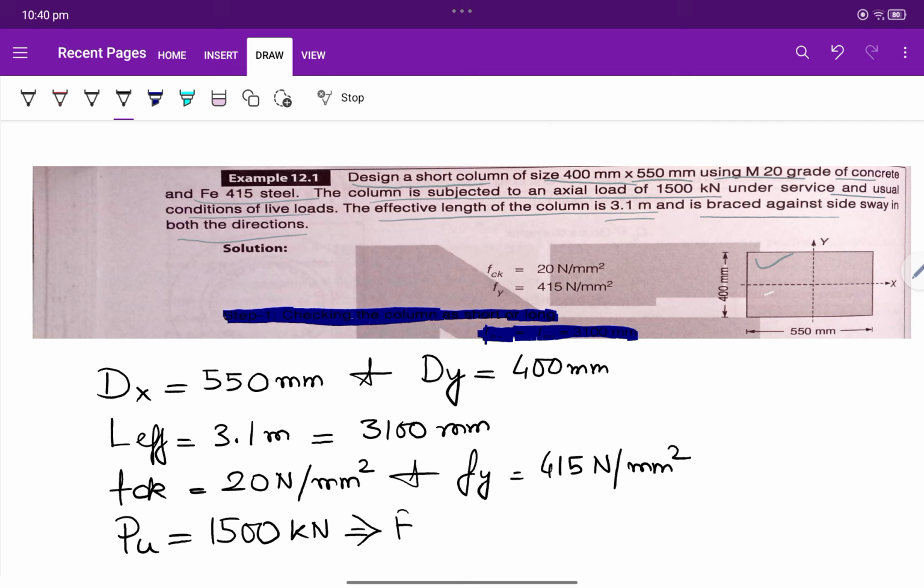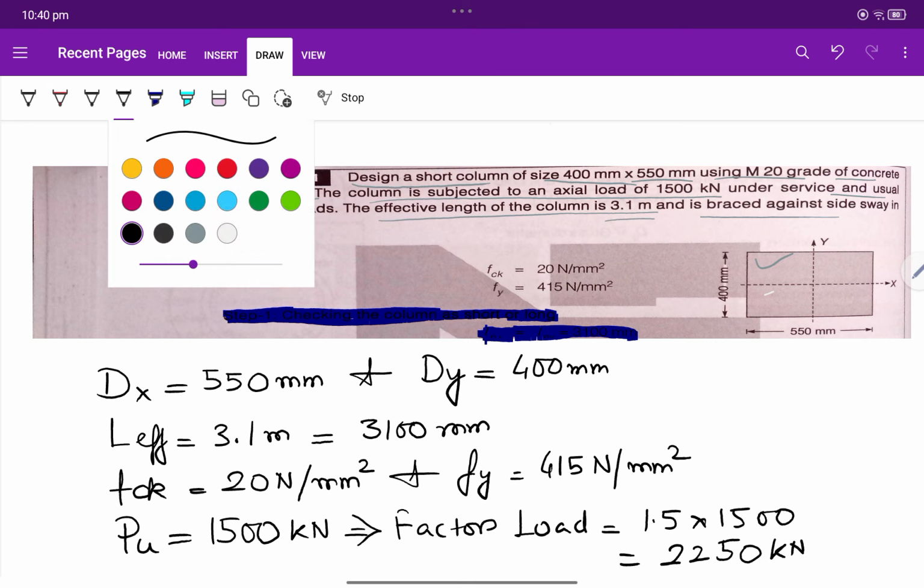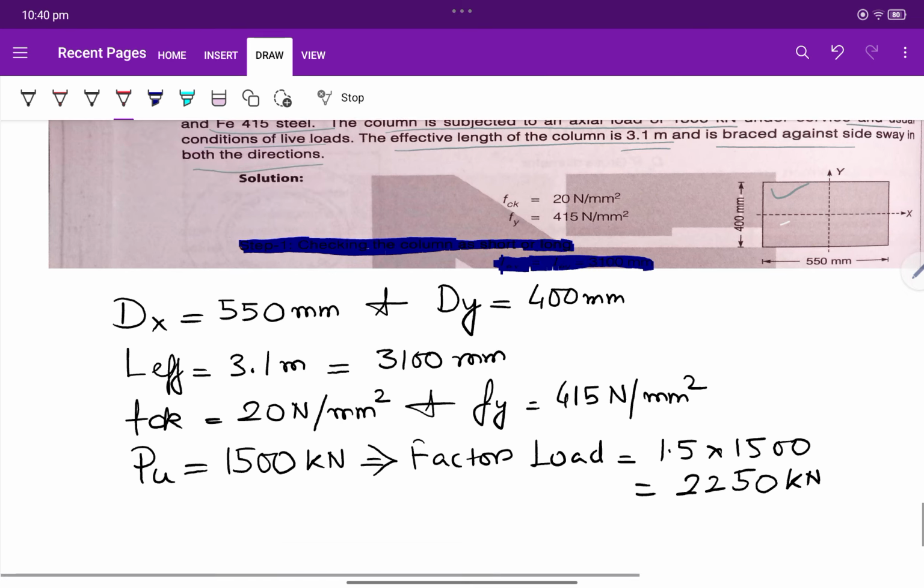The factored load we can calculate now only. What will be the factored load? 1.5 times this load, so it will come to 2250 kilonewton. This is the factored load. Now we will see what we have to do.